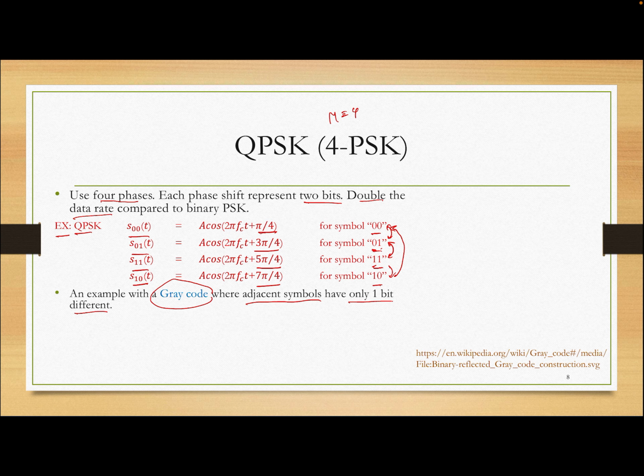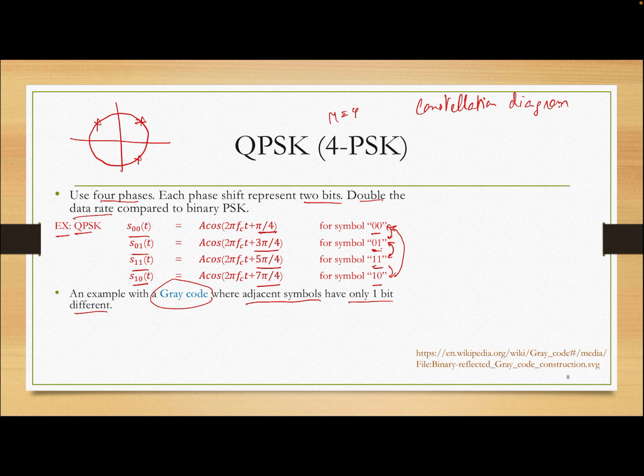Actually, in the next clip, I plan to talk to you about the constellation diagram. This will help you understand more about digital modulation. But right now, because adjacent symbols have only one bit different, let me draw a simple constellation for you, and we'll talk about this again in the next clip.